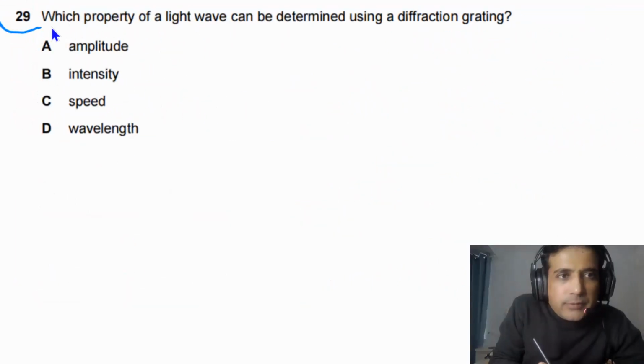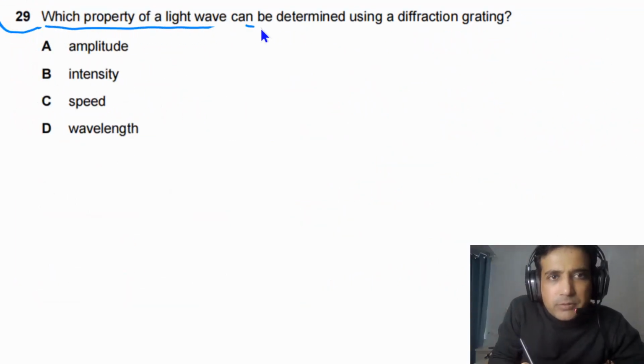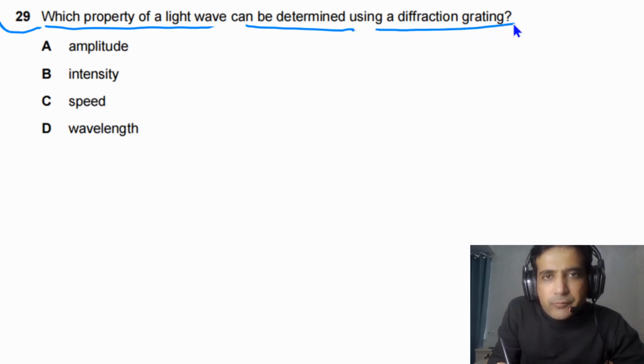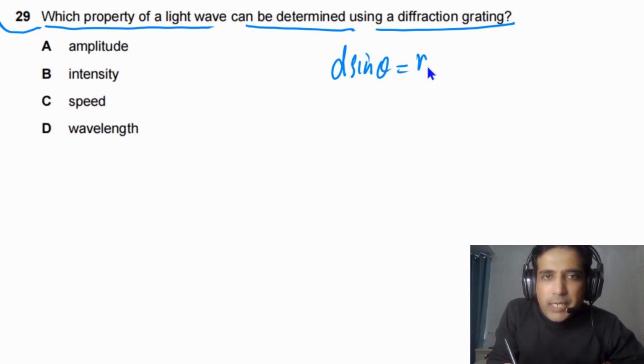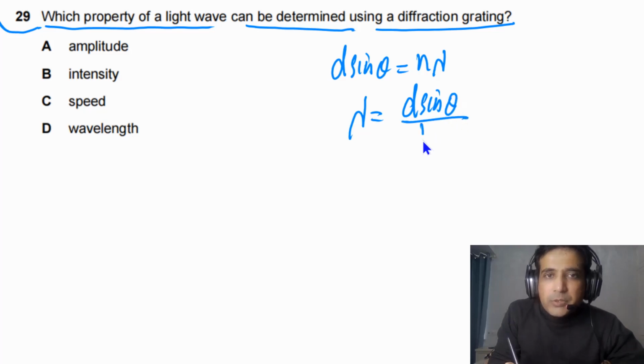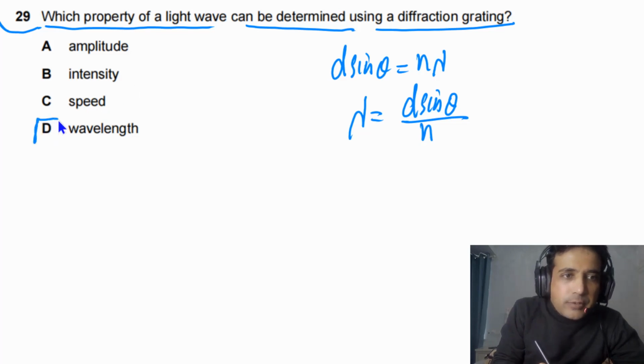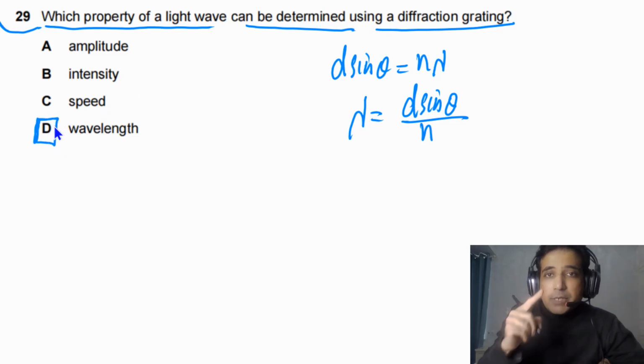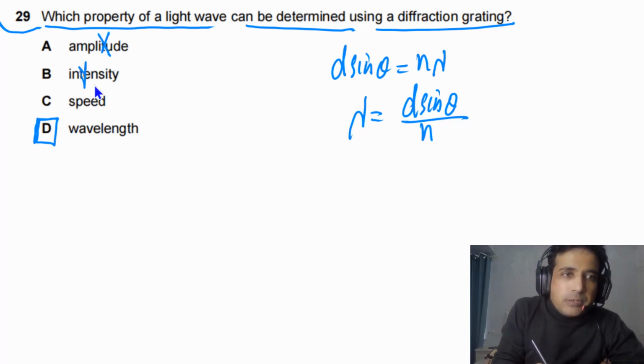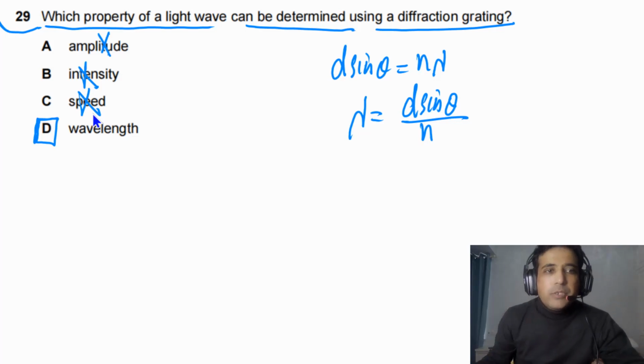For question number 29, we need to find out which property of a light wave can be determined using a diffraction grating. If you look at the formula of the diffraction grating, we have d sin θ equal to nλ. So from here we can find out the lambda of a wave using a diffraction grating. So we can find out the wavelength of a wave, and that is a property of a wave. So the answer for this question has to be D, because we can determine the wavelength of a wave using a diffraction grating. Amplitude is not possible. Intensity we cannot determine. Speed we cannot determine. So the answer for this one is D.